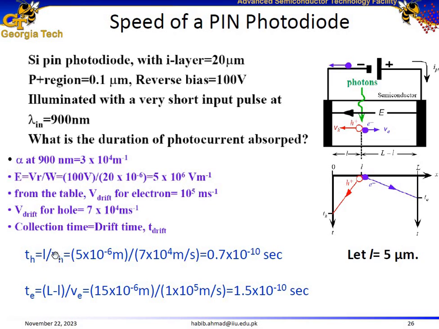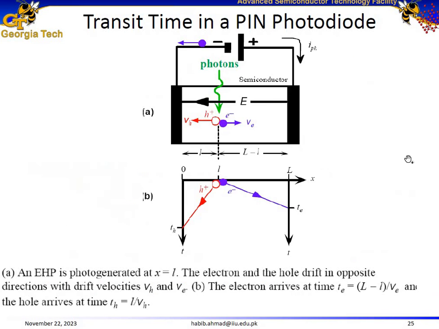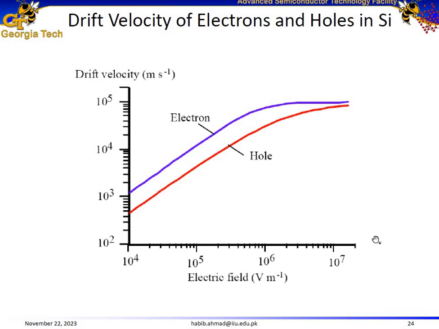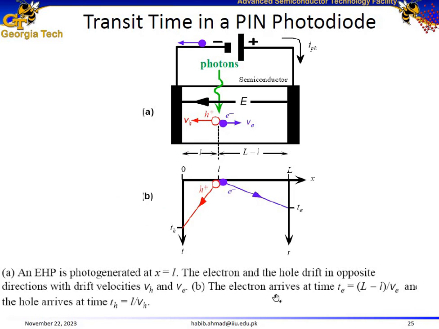Transit time for holes is equal to distance divided by the drift velocity of holes, and the transit time for electrons is equal to 15 micrometers, which is the distance traveled by the electron towards the right electrode, divided by the drift velocity of electrons. But the point is, how do we calculate the drift velocity for holes and the drift velocity for electrons? So we need to go back to this plot where the drift velocity is a function of the electric field, but first we need to determine the electric field for that purpose.